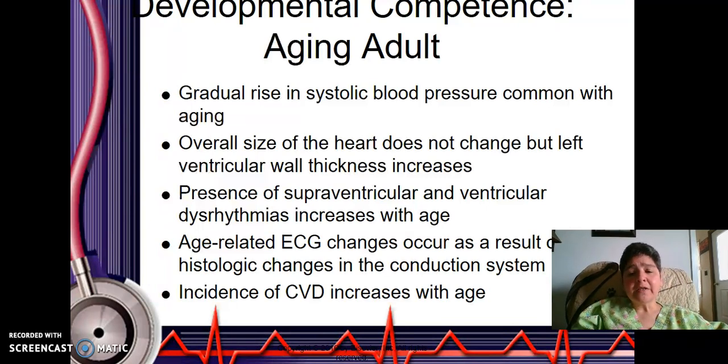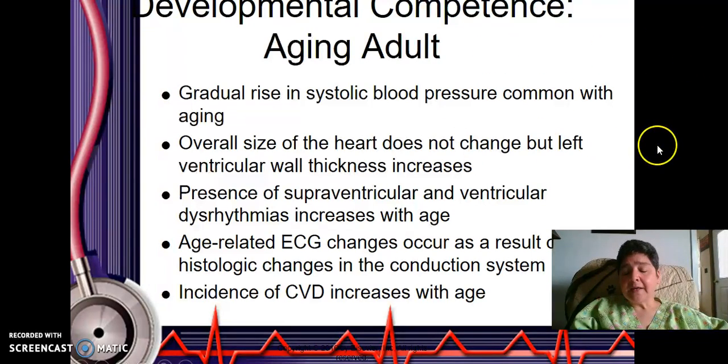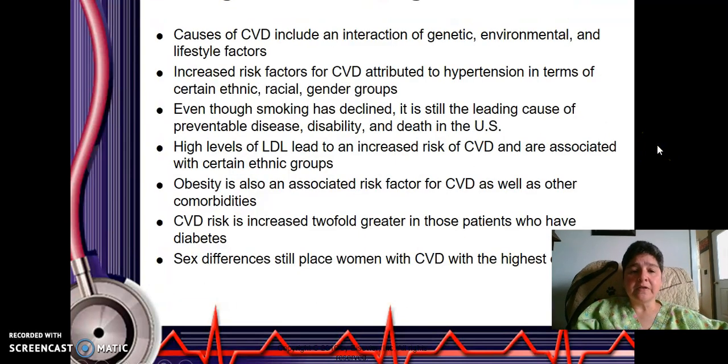Usually the size of the heart doesn't change, but the wall of the left ventricle can thicken. The left ventricle is the thickest anyways because it has to pump the blood from the heart out to all of those peripheral areas, but it can get thicker as we get older as well. We may see some dysrhythmias, so some abnormal rhythms with age. If we're doing an EKG, you may see some changes on that. And then of course, we may see increased cardiovascular disease.